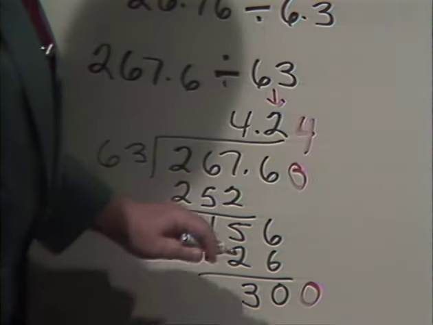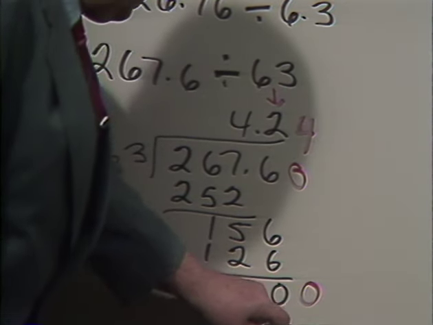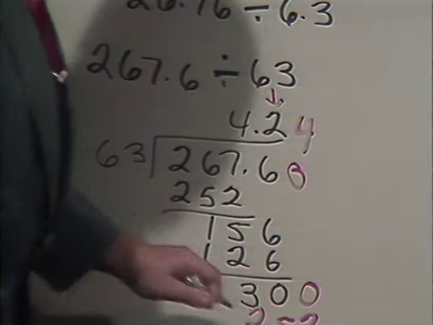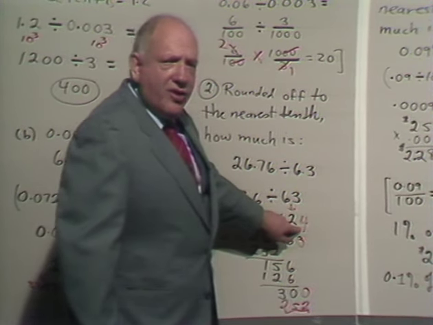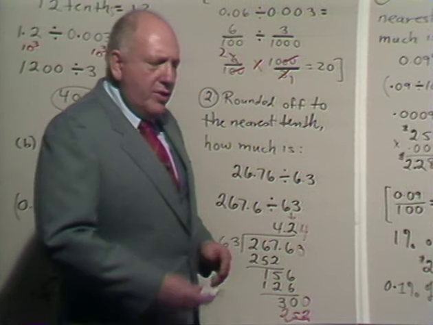See, 4 times, and that would be again 252. And now you see, in rounding off to the nearest tenth, we look at the 100th digit, and since that's less than 5, we just drop it.